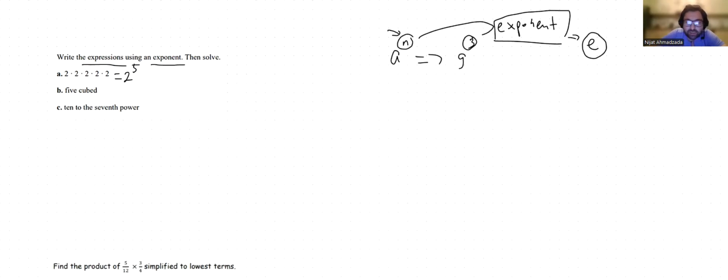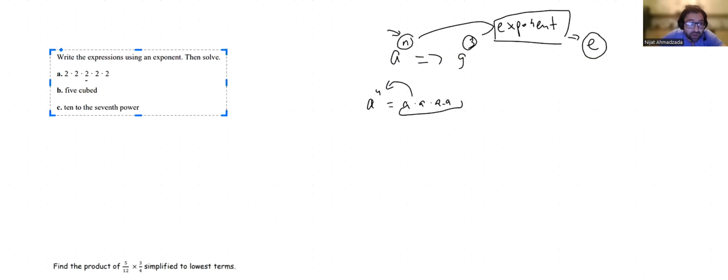So if you see a to the power of n, let's say a to the power of 4, it means that there are 4 a's that I'm multiplying by each other. So a, and we got 4 a's, which is the same thing as a to the power of 4. So how many 2's are here? 5 2's. So I'm writing 2 to the power of 5. Then the next guy says 5 cubed. What is cube? Cube is 3. So this is 5 cubed.